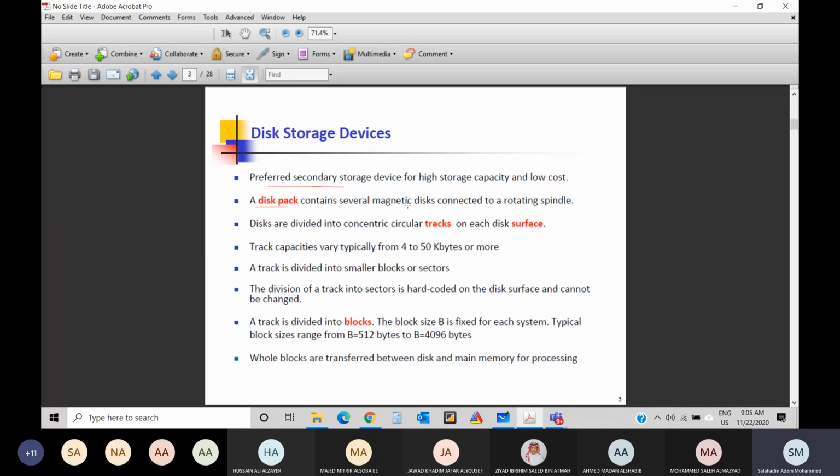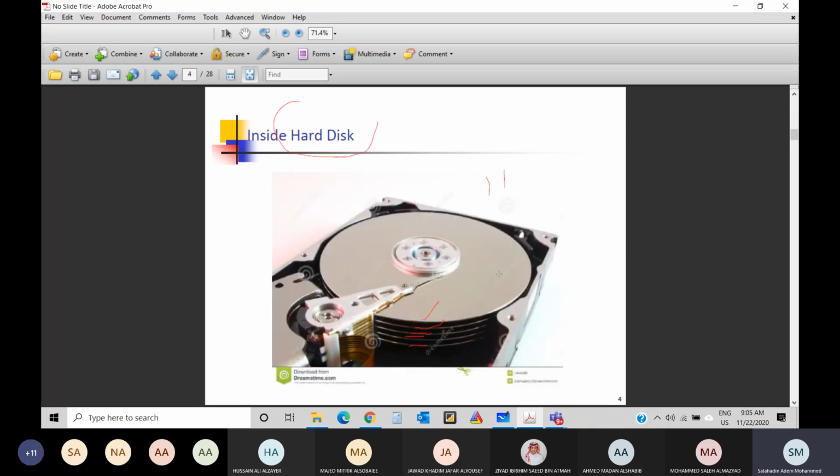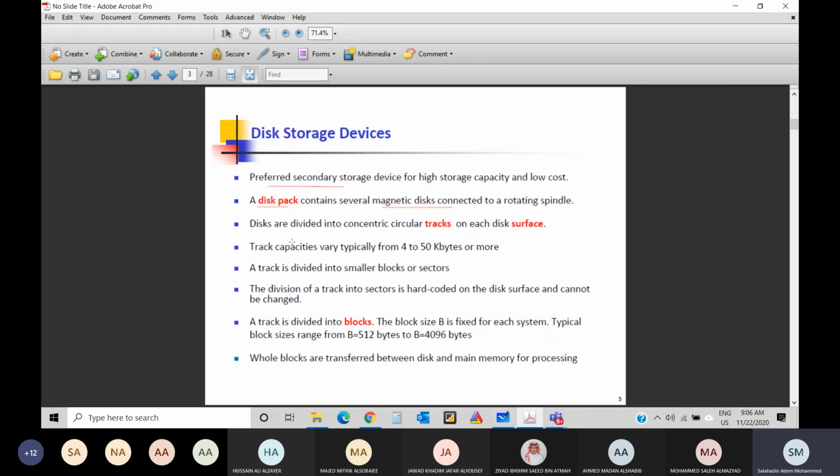A disk pack contains several magnetic disks, as I told you here. So this is a magnetic disk, another disk, another disk, another disk. A hard disk is simply a collection of a lot of magnetic disks. Now disks are divided into concentric tracks.